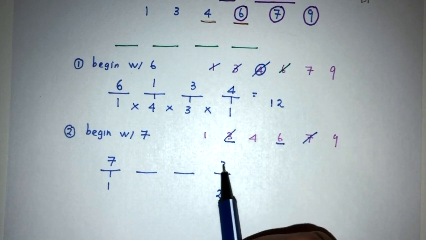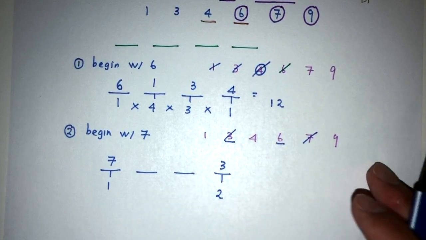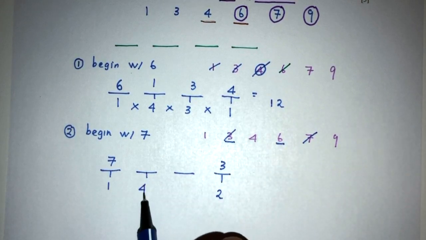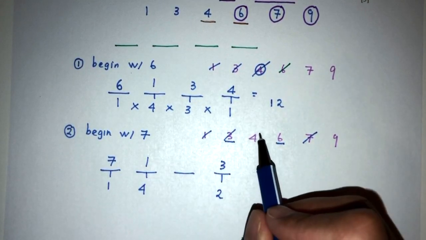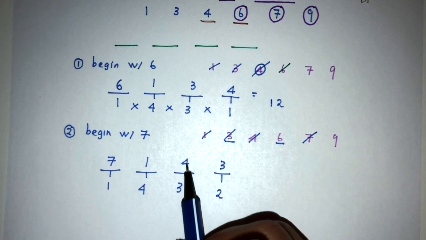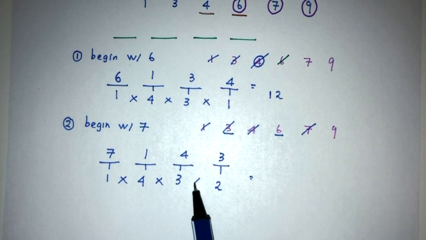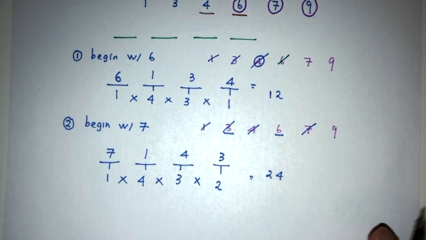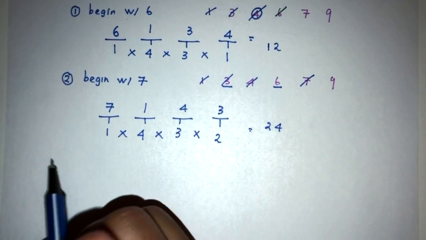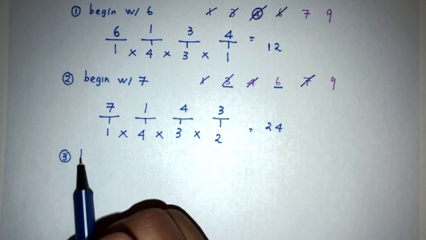Let's say we choose 4. Now we have 4 numbers remaining. I will have 4 options. Let's say I choose 1. Then I have 3 options. Let's say I choose 3 for this one. So my answer will be 1 times 4 times 3 times 2. That should be 24.